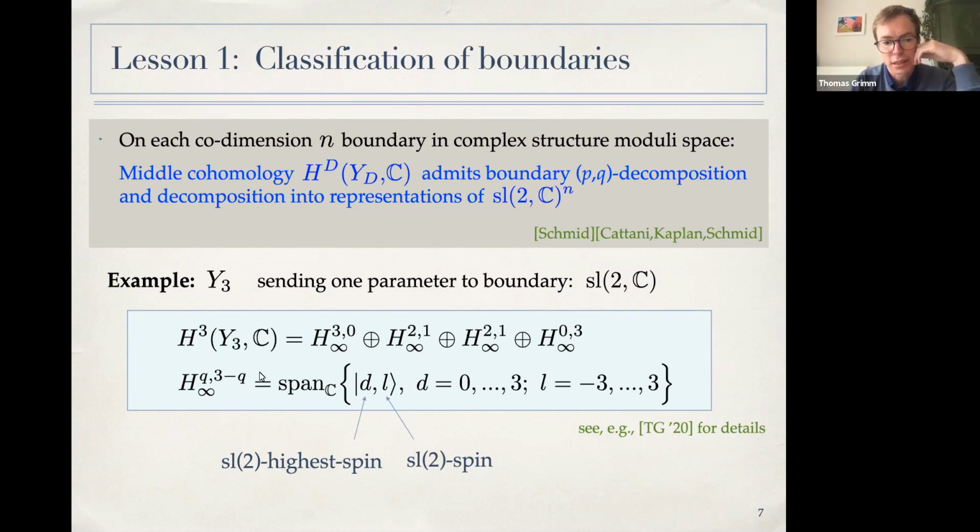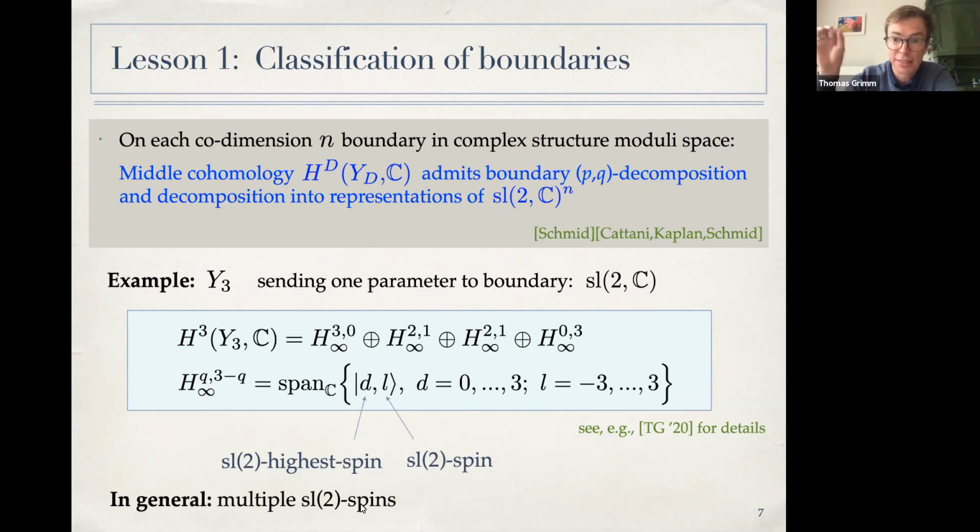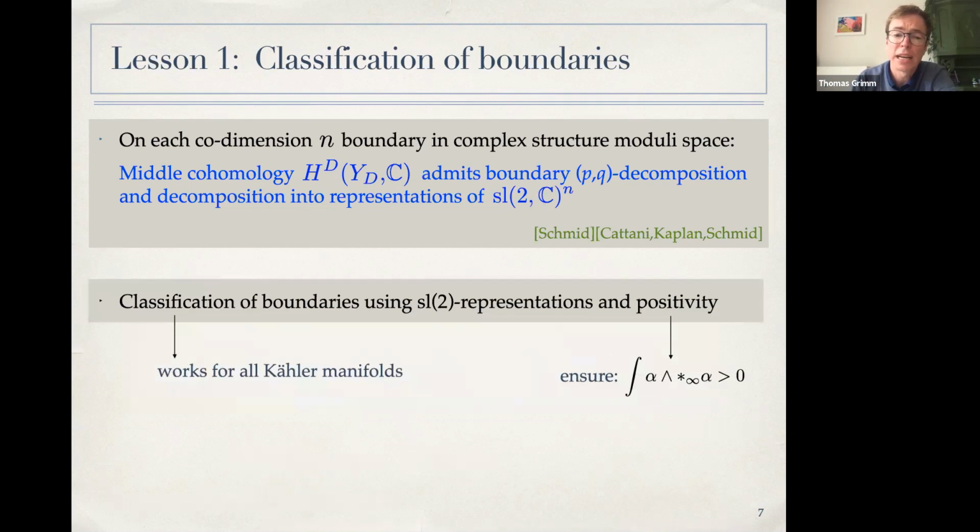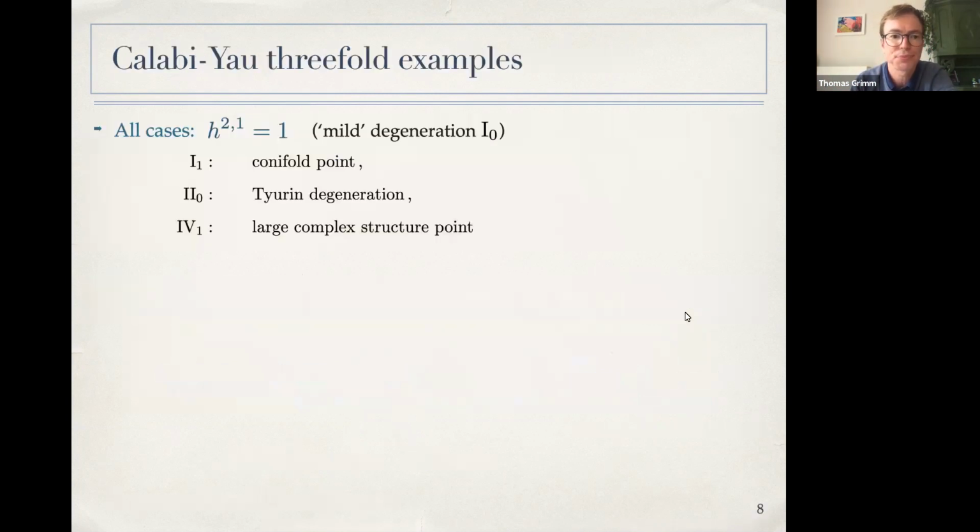And then there is also an SL2 decomposition where we can introduce SL2 spins and highest spins. This is something which we know very well from physics, and classifying these allowed representations allows you to classify the boundary. So for higher dimensional cases, we get multiple SL2 spins, and in fact, you can assign multiple spins to one boundary. So I mentioned it already. This gives you a classification of boundaries using SL2 representation theory and some positivity constraints.